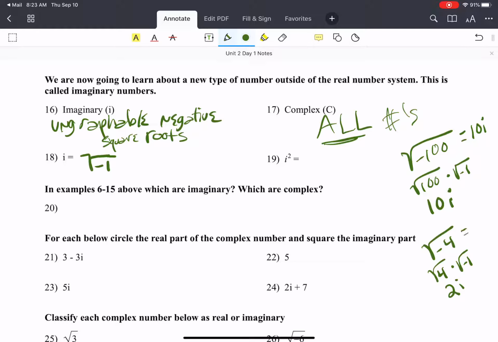How are we doing? Questions so far? Look back at your examples above, 6 through 15. Were any of those negative square roots? Flip the page back over. Should we add i next to any of those? No. But complex numbers is all numbers, real or imaginary. So yes, we need to add a C to all of those, 6 through 15, because all numbers are complex numbers.